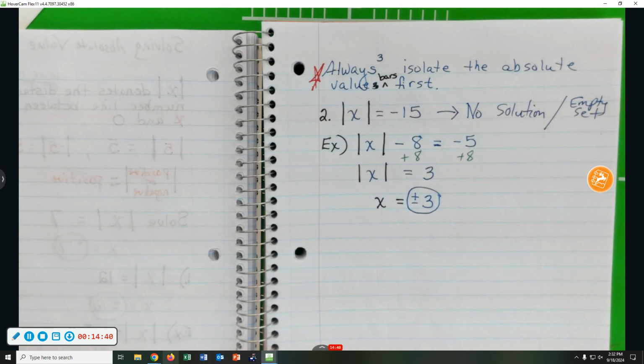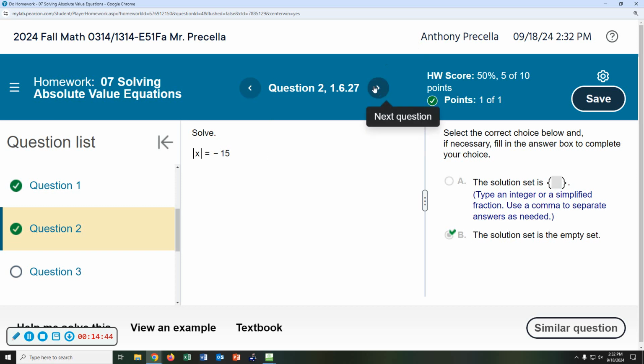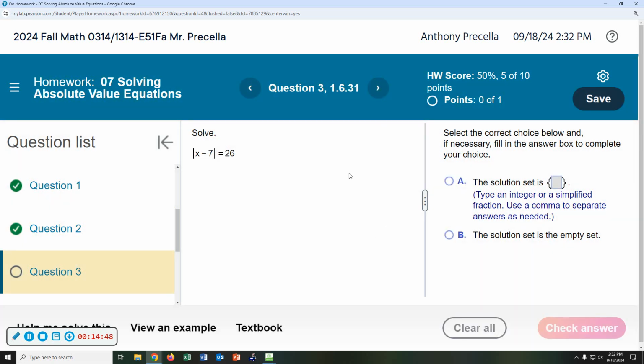Okay. So as we go through these, just make sure those absolute value bars are by themselves. Let's see. So, number 3, the absolute value bars are by themselves. Absolute value of x minus 7 equals 26. Now this one is going to take more thought.